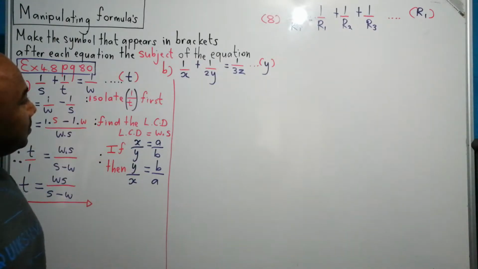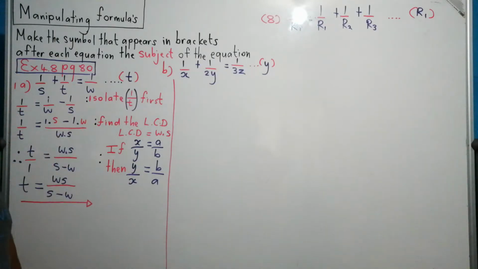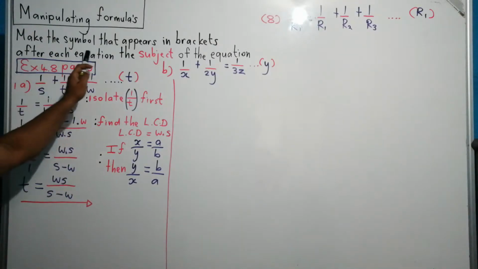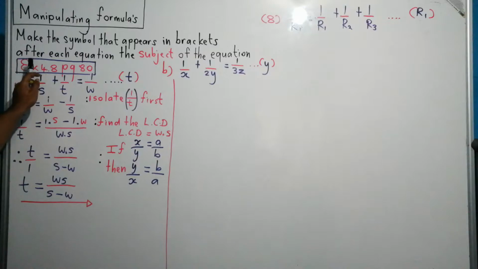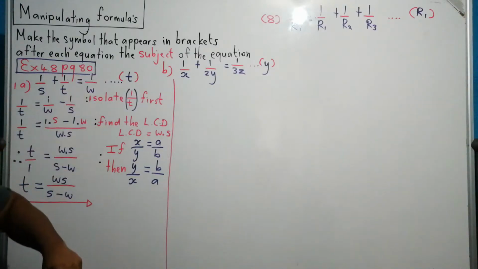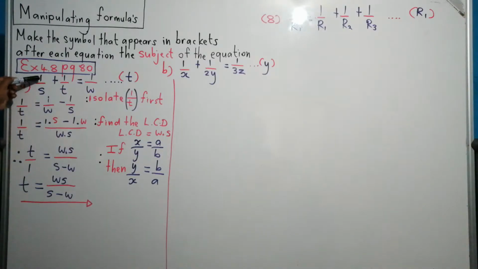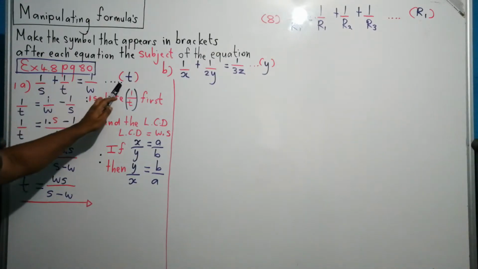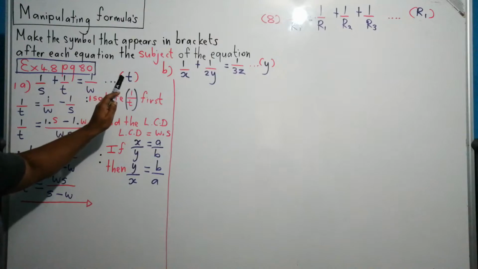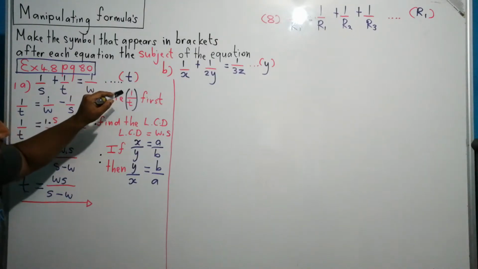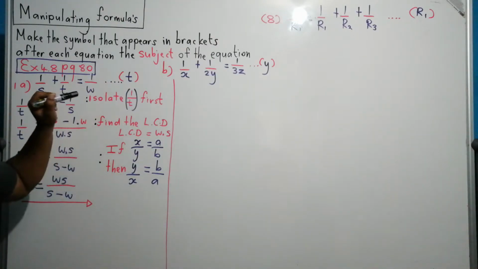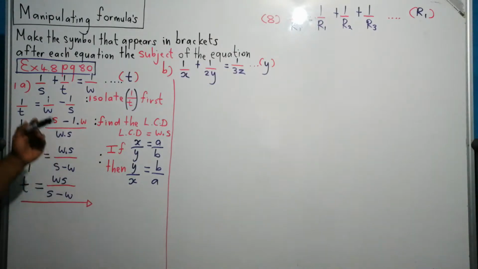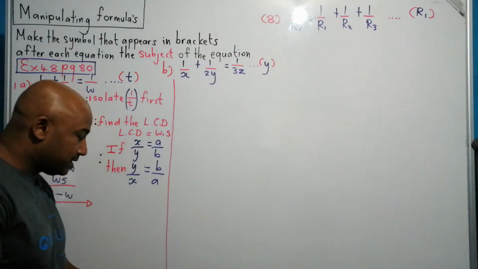Okay, we start with 1a. The instruction here: make the symbol that appears in brackets after each equation the subject of the equation. So here we have 1 over s plus 1 over t is equal to 1 over w, and you have t in brackets after the equation. In other words, make t the subject of the formula. This one I already have worked out.